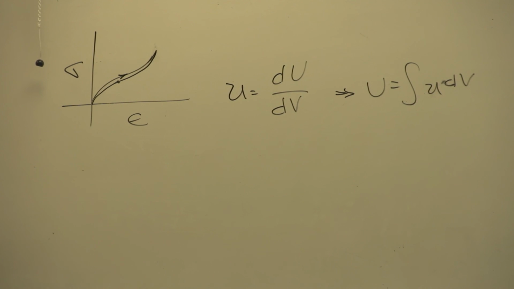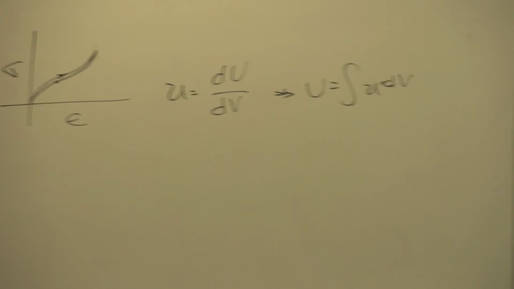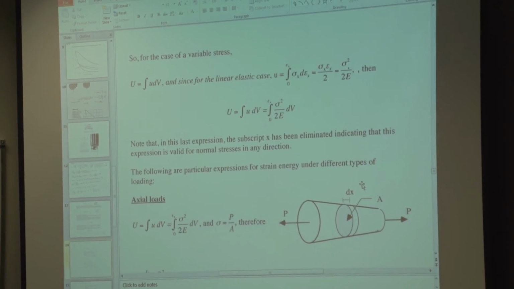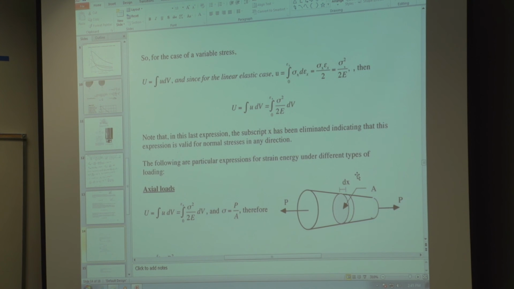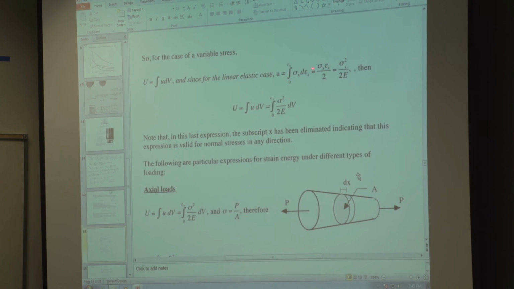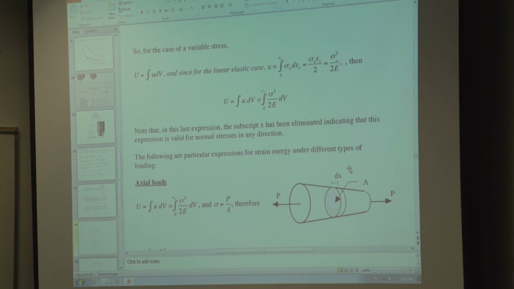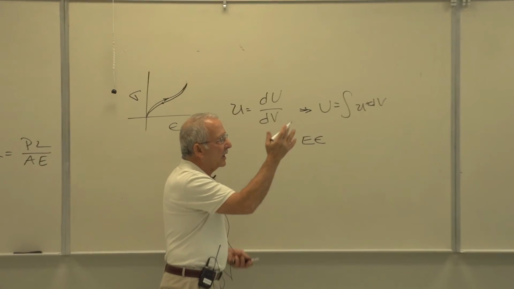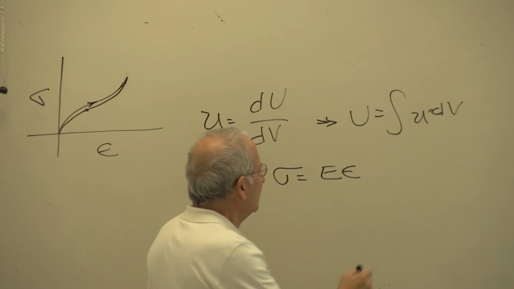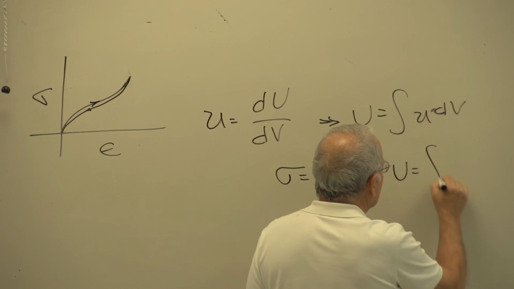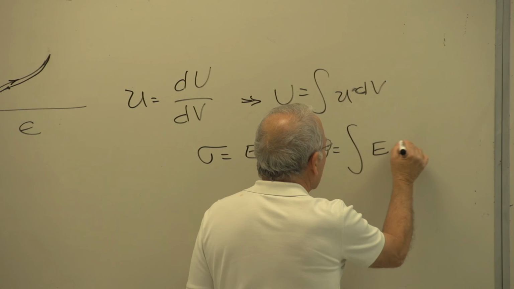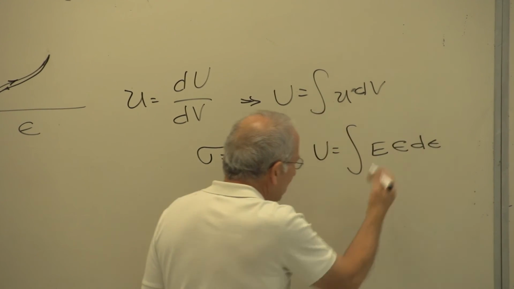And in the linear elastic case, sigma and epsilon are related via E, the modulus of elasticity. And so for sigma x, we'll just call it sigma because it's good for all directions, we input E epsilon. And then that integral will be that U is equal to the integral of sigma x, which is E epsilon, d epsilon. And now you can integrate it.